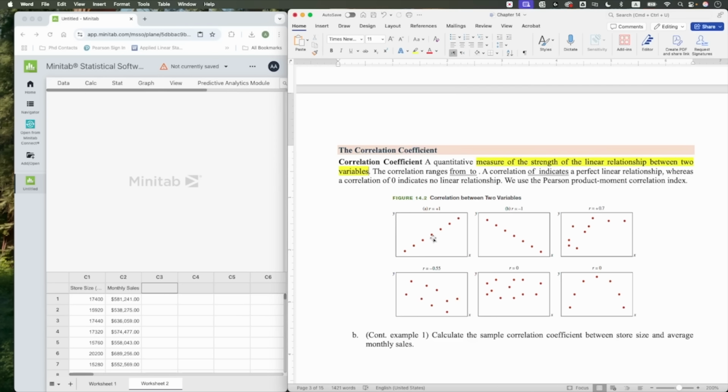This one is perfect, not just strong, because all points lie on the same line. Because this is perfect, the correlation coefficient R is going to be positive one. Positive one means it's a perfect positive relationship. If R is -1, it's a perfect negative, decreasing relationship, okay?